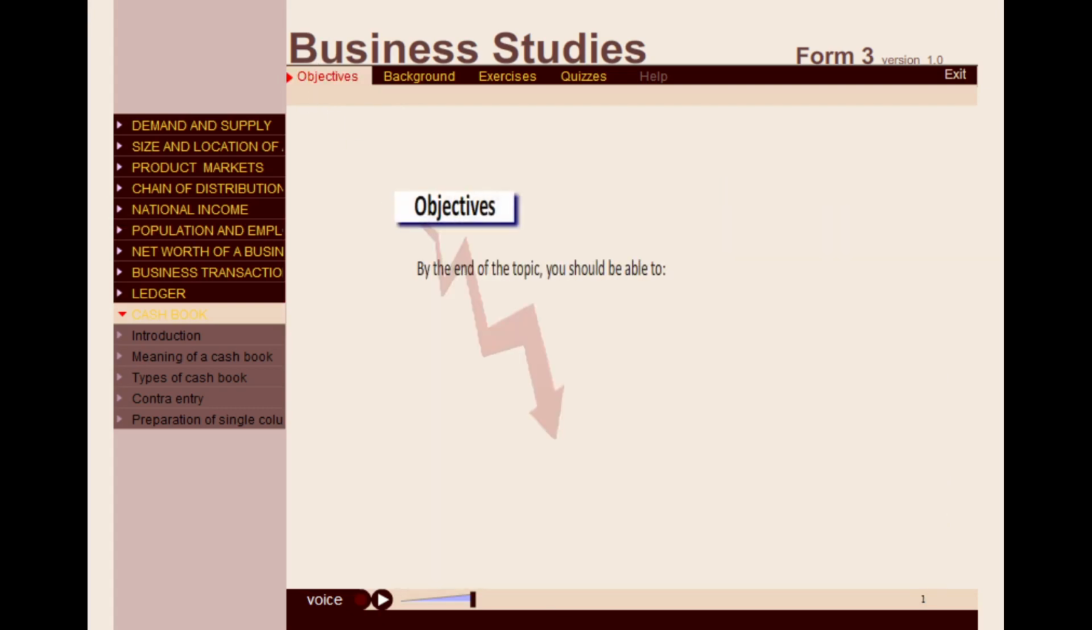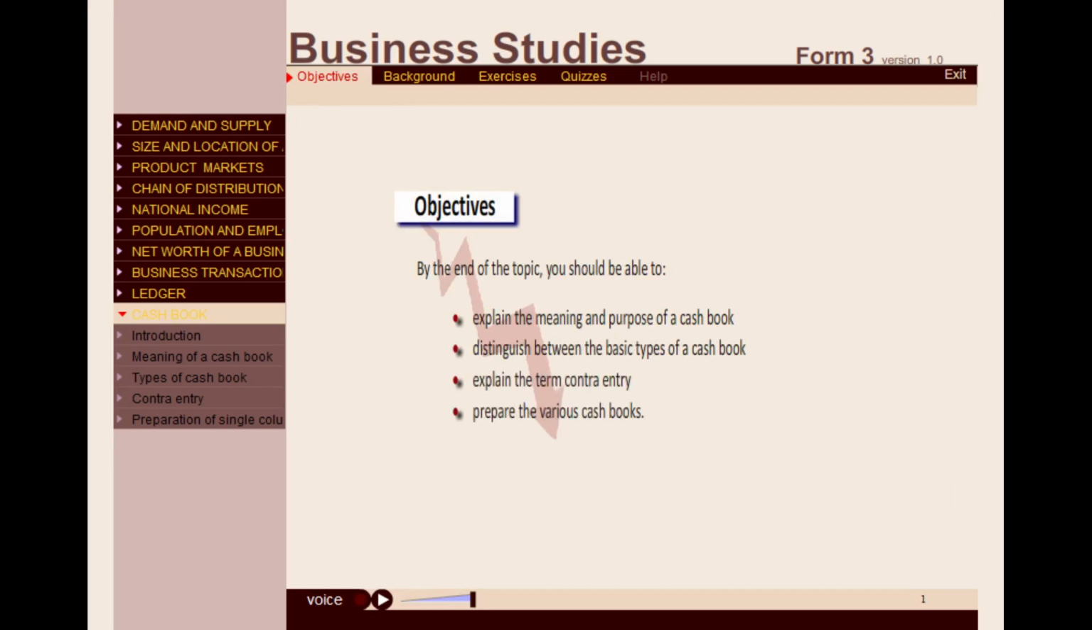Objectives. By the end of the topic, you should be able to explain the meaning and purpose of a cash book, distinguish between the basic types of cash books, explain the term contra entry, and prepare the various cash books.